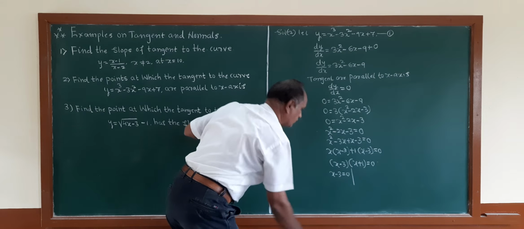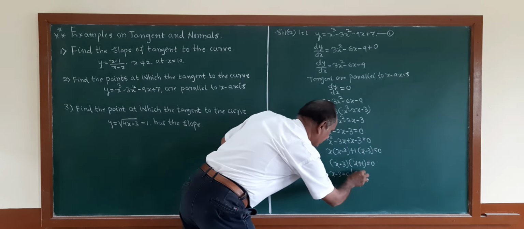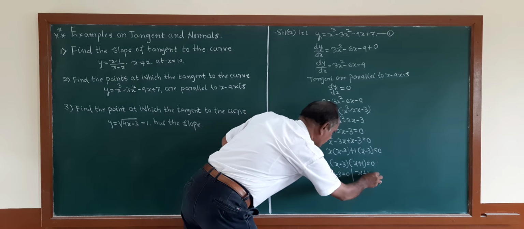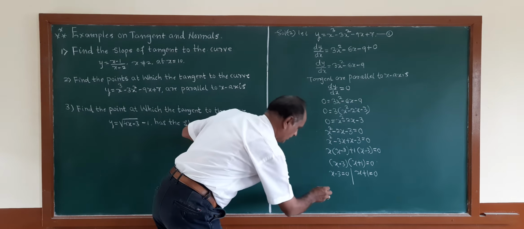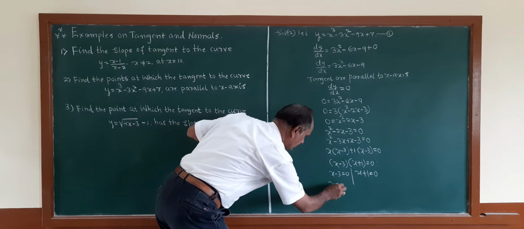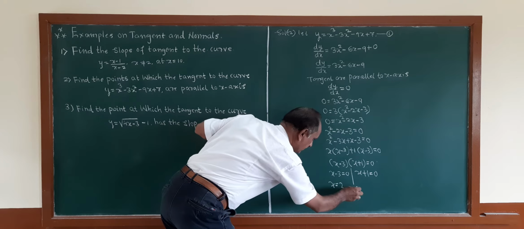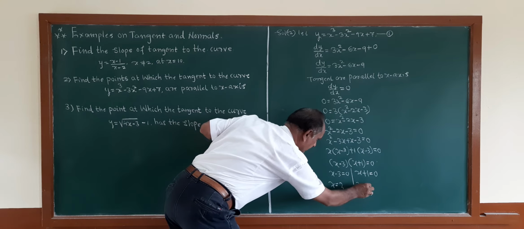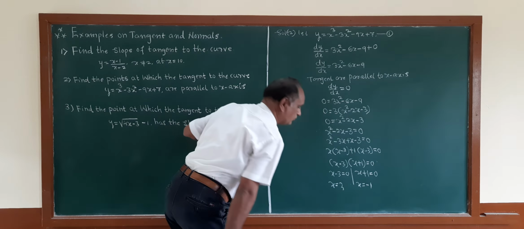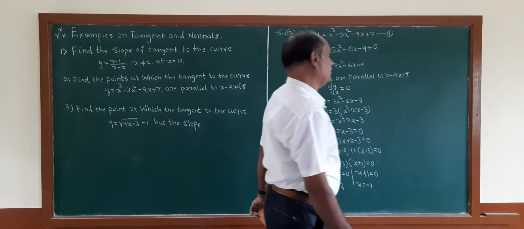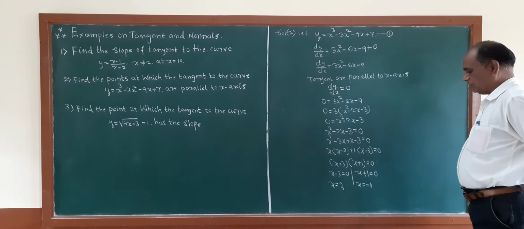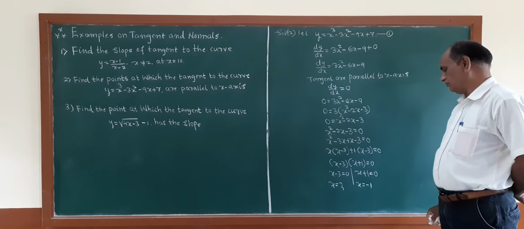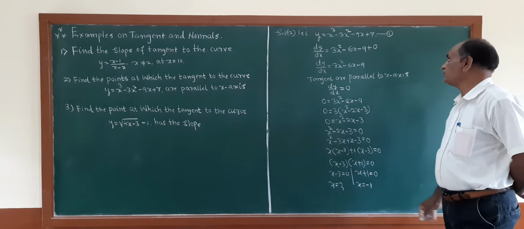X minus 3 is equal to 0 gives one x value, and the second one, x plus 1 is equal to 0, gives another x value. Therefore x is equal to 3 or x is equal to minus 1. There are two values of x: one is x positive 3, another is x negative 1.